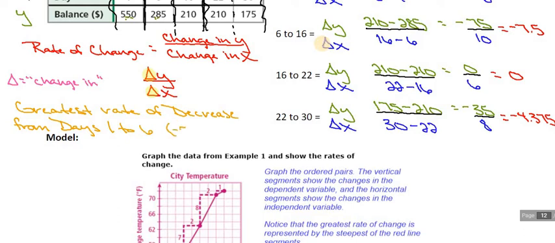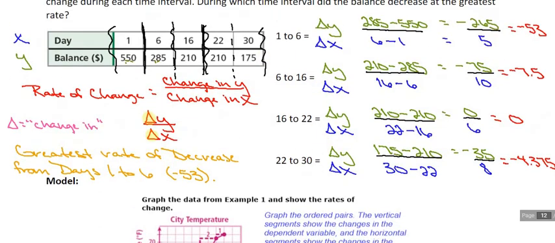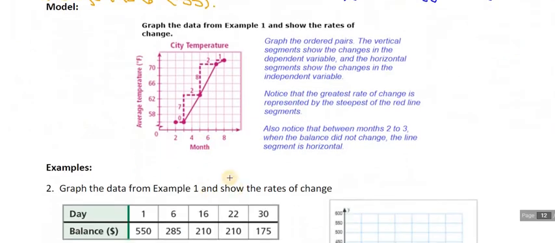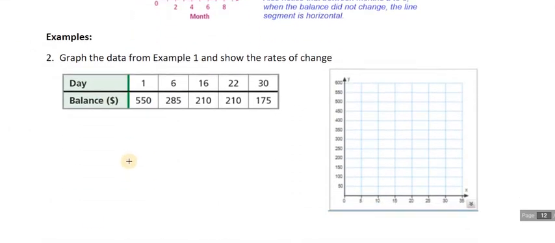Which is negative 53. Now, if we want to compare these rates of change from one interval to the next, we can do so by plotting these ordered pairs. And that's what we're going to do in the next example.